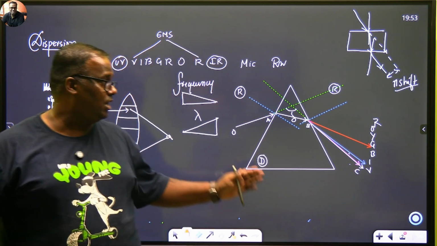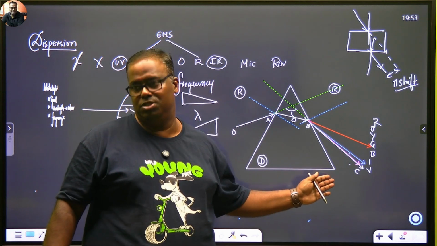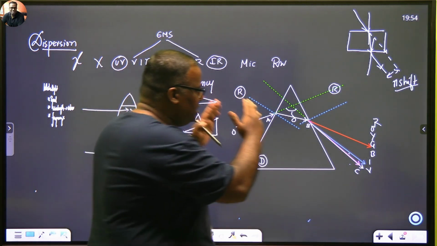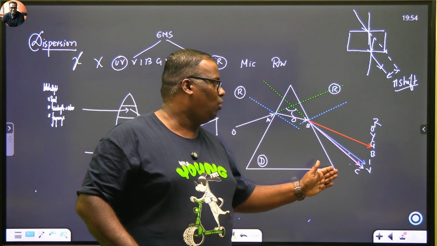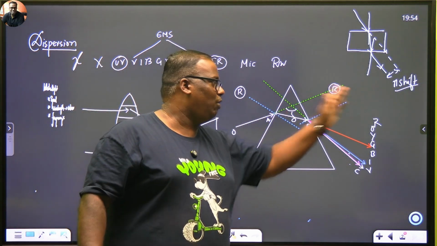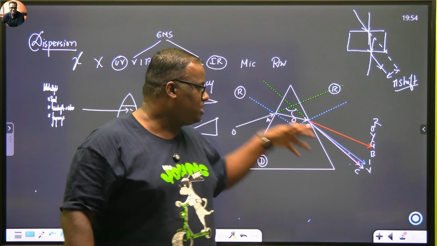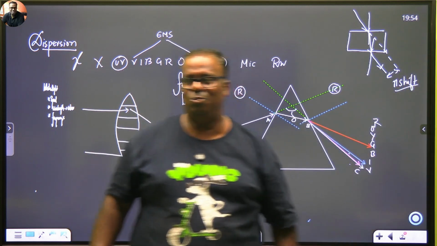One of the devices that can help us show dispersion is a prism. If you bring an identical prism and fit it opposite to the first one, such that they form a parallelogram, all the scattered colors will again combine and form white light.